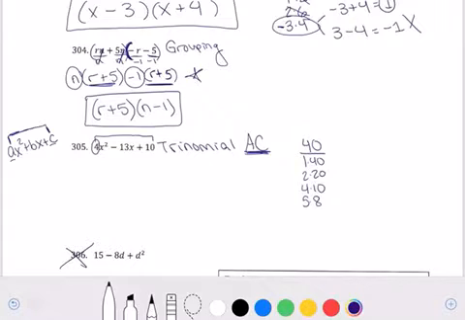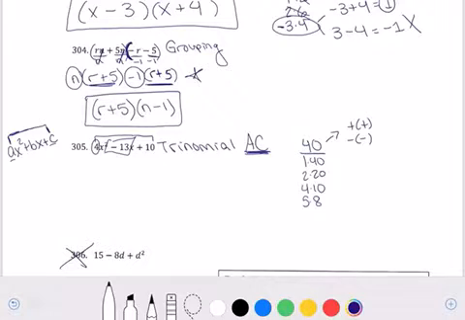Remember what your overall goal is here. You're trying to multiply to 40, which could either be a positive times a positive or a negative times a negative, because you're multiplying to get a positive answer. And you're also trying to pick the pair that adds to negative 13, that number in the middle of the trinomial over here, negative 13.